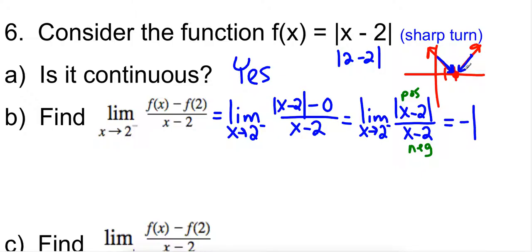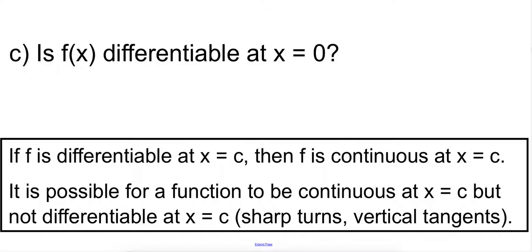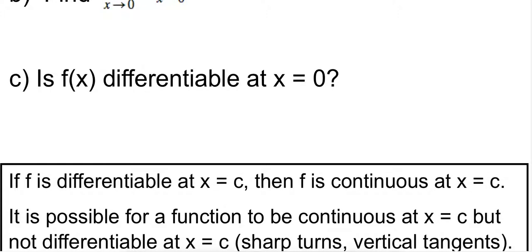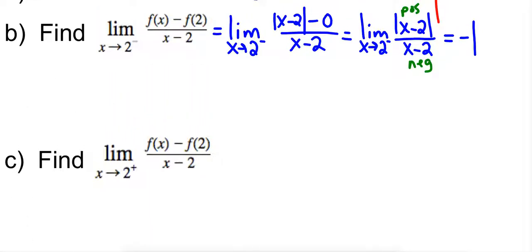Okay, now we need to look at it from the right. So now we're going to approach 2 from the right. Maybe you can already see what the slope's going to be. Let's hope so. I don't know what just happened. Sorry, I was scrolling out of control. Here, let's try this. There we go.